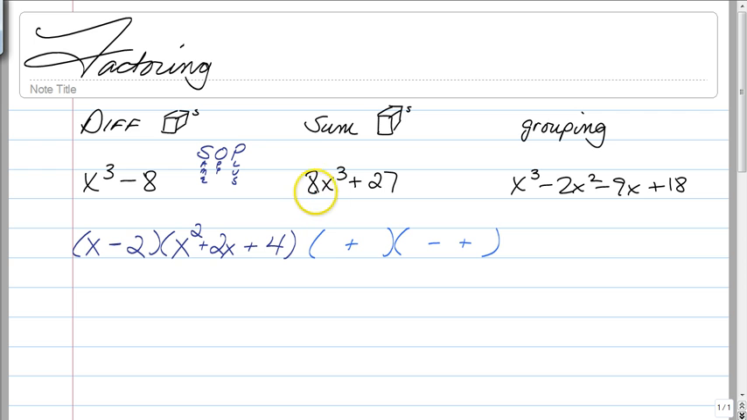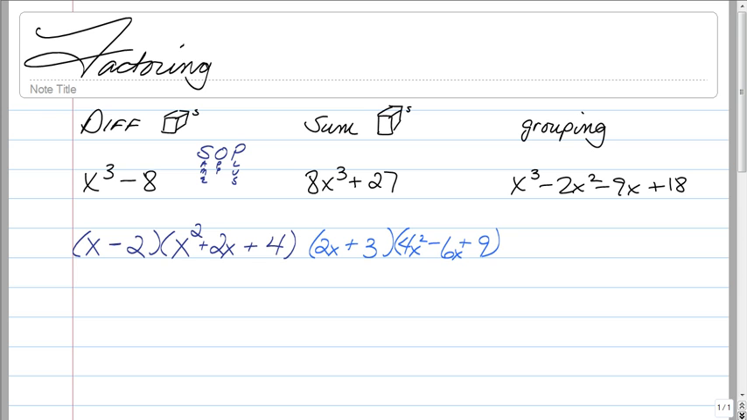The cube root of 8x cubed is 2x. The cube root of 27 is 3. 2x squared is 4x squared. 3 squared is 9. And 2x times 3 is 6x, and you're done. That's it. That's the sum of cubes.